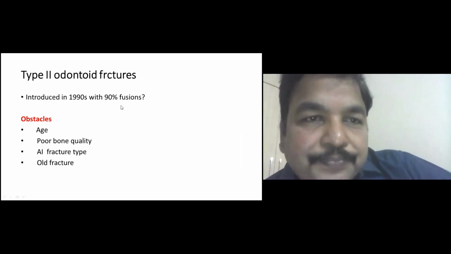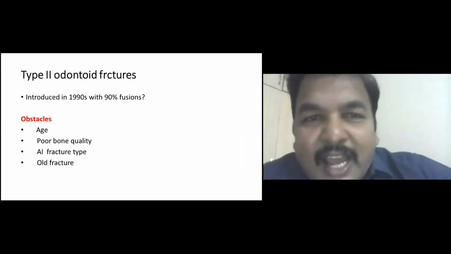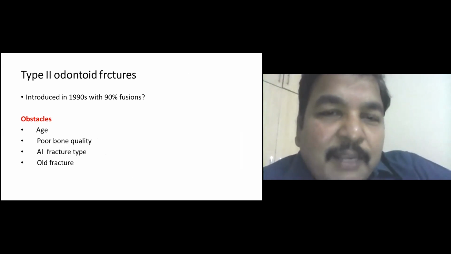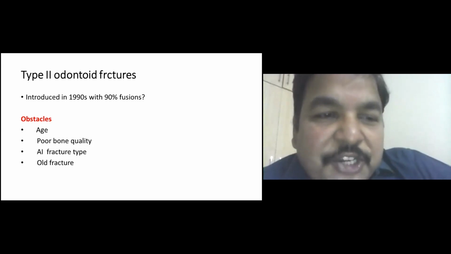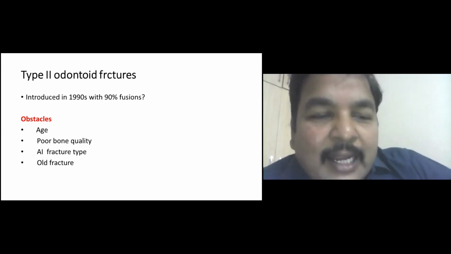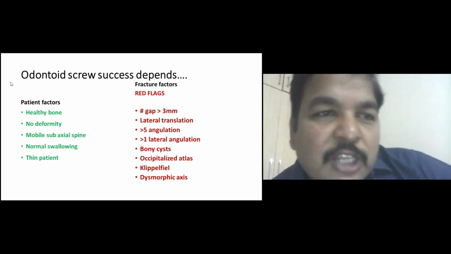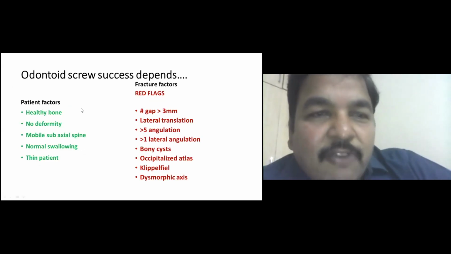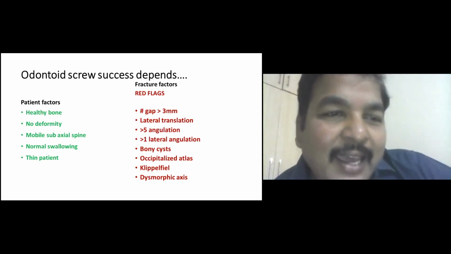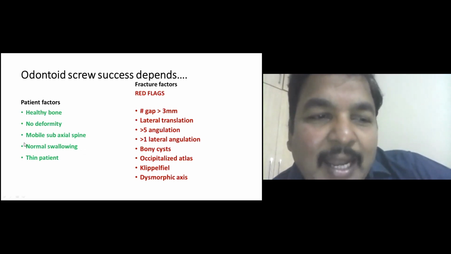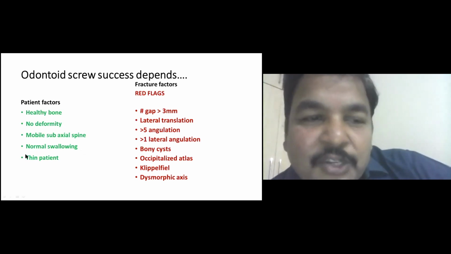So initially, for type 2 odontoid fractures, the anterior odontoid screw, when it was introduced in the 1990s, was a huge welcome for that surgery, with a reported 90% fusion rate. But over a period of time, people have observed the obstacles in terms of age, poor bone quality, a fracture type which is anterior inferior, and people coming too late to the treatment. So there are certain good factors for treatment success: the patient should have healthy bone, there should not be any deformity of the fracture, the subaxial spine should be mobile, and the patient should be thin, because in a thick patient the trajectory of the screw passage will be difficult.